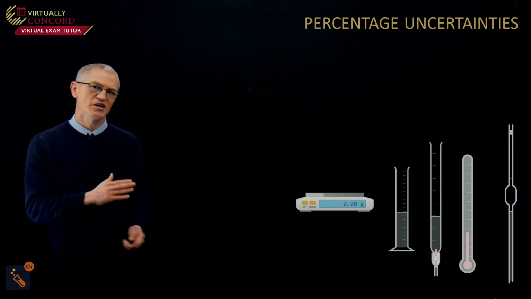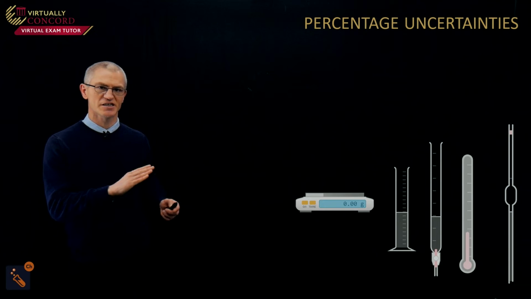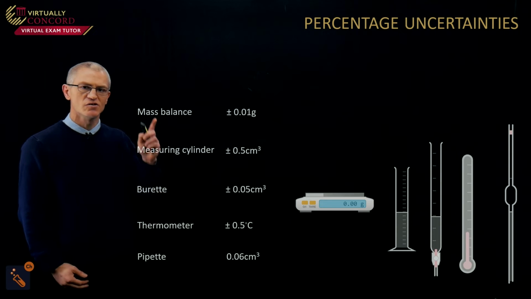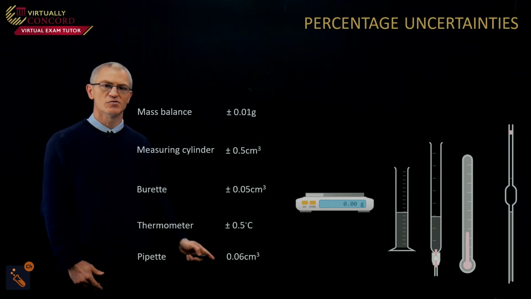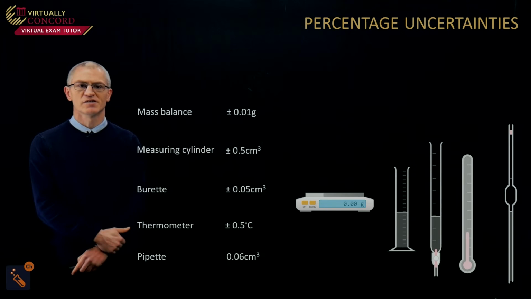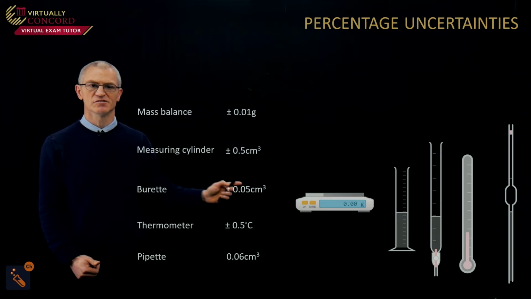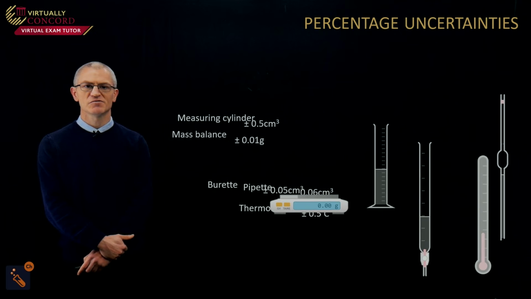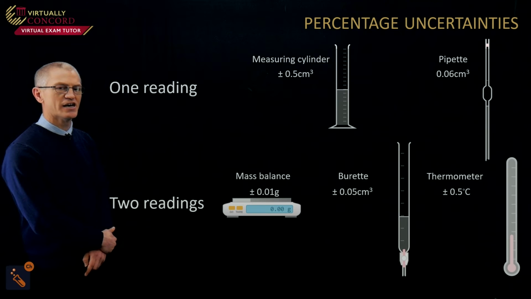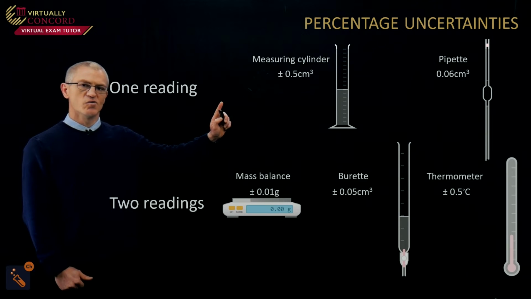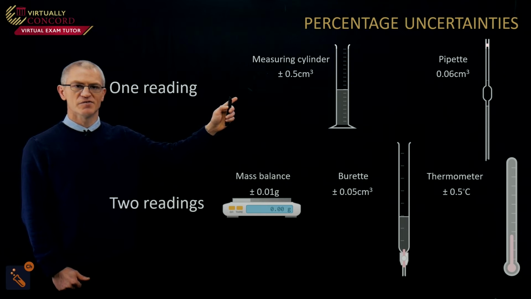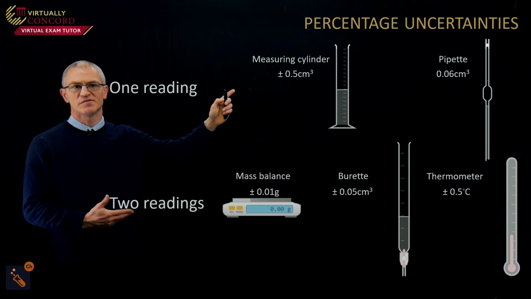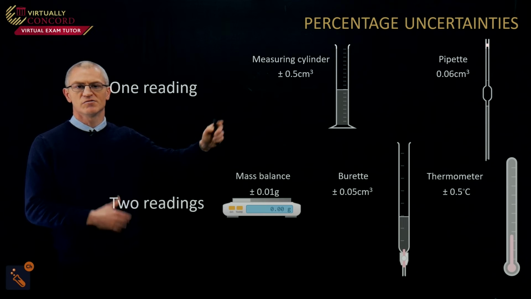Now, let's put that all in a more graphic way and make it a little bit easier. I've now simplified it, and I've got all of my apparatus and all of my uncertainties listed, and I've got my pictures. You can see my mass balance, my measuring cylinder, my burette, my thermometer, and my pipette. If we rearrange those, we can see that the ones across the top are one reading. I just look at it and take off what the volume is when it comes to a measuring cylinder. I just look at the pipette and I know it'll be 25 centimeters cubed if it's a 25 centimeter cubed pipette, and so on.